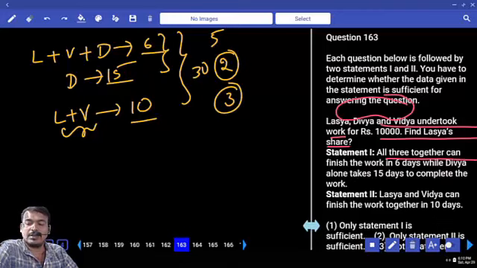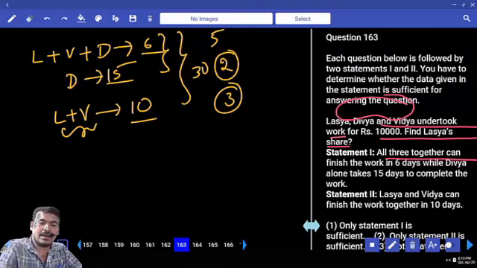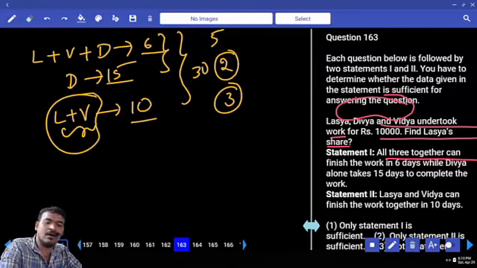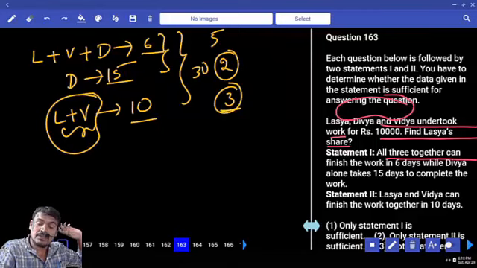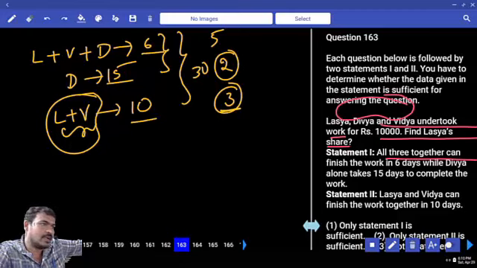We require which one's share? Lasya's share. If we require Lasya's share, definitely we need to know the Lasya efficiency, or not. But here Lasya's efficiency is together with which one? With the other. Okay. Together efficiency is 3 parts. But do we get the Lasya efficiency? No. Then do we get the Lasya share?